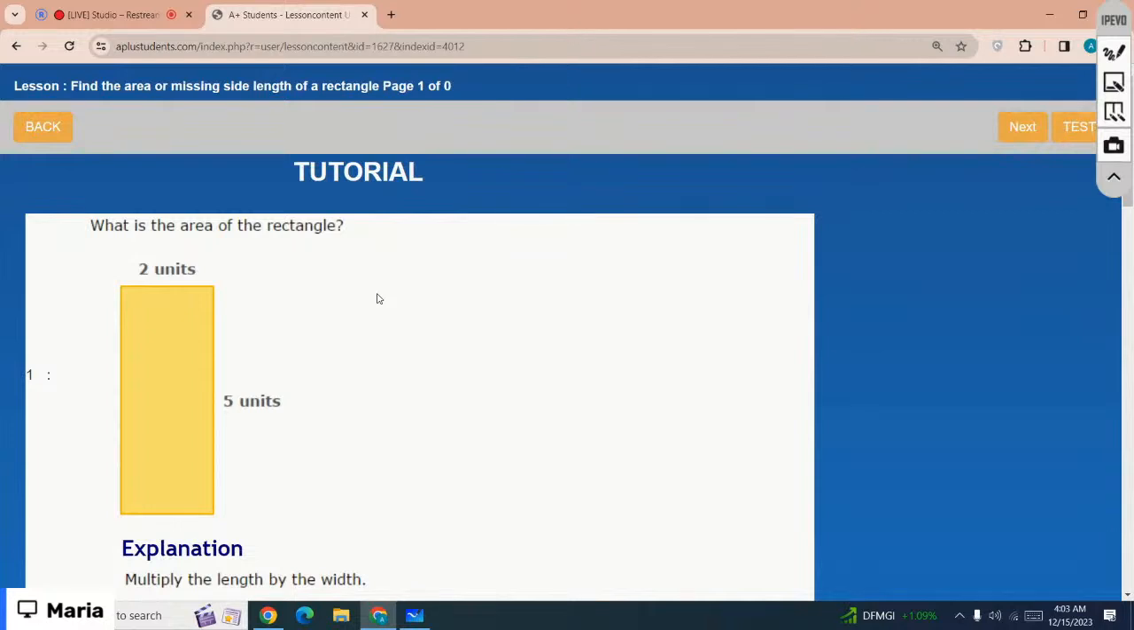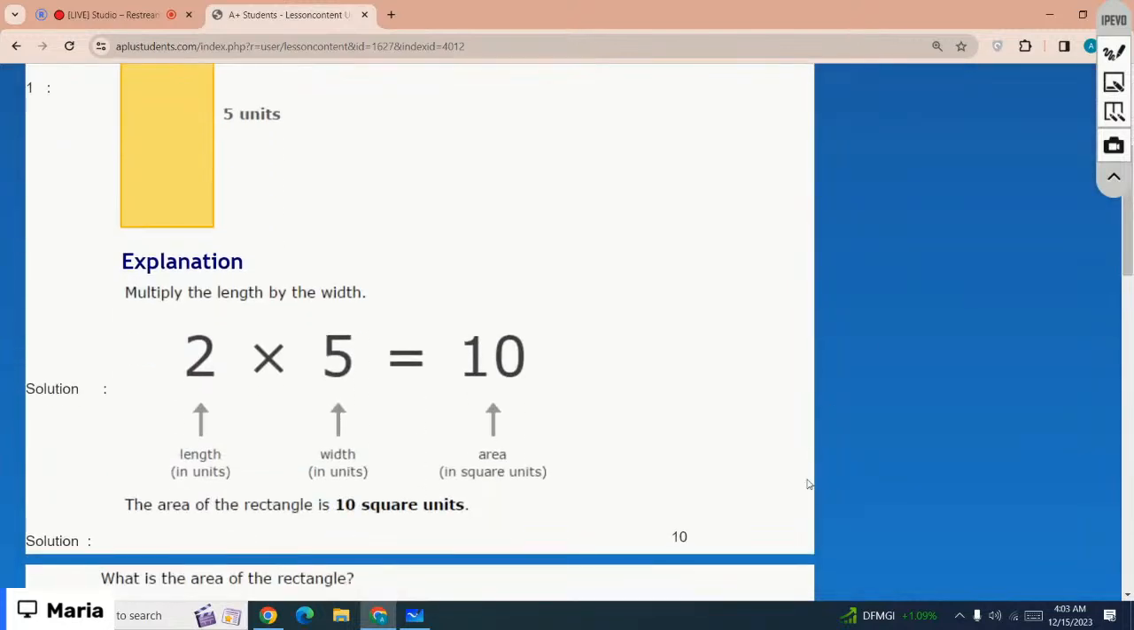What is the area of the rectangle? We are given the length that is 5 units and the width that is 2 units. So the area of a rectangle is simply length times width. So you need to do 5 times 2. The correct option is 10. Whenever you need to find the area of the rectangle, you just need to do length times width. So that would be 2 times 5, and 2 times 5 is 10.